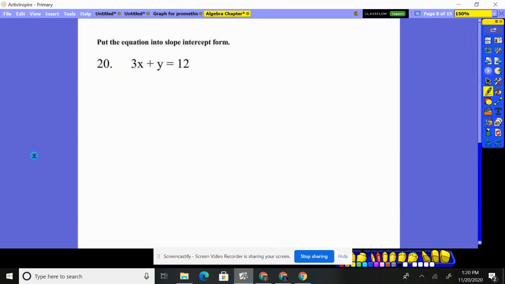Number 20, put the equation in slope-intercept form. Remember, that means we want to get it to y equals something x plus something. Now, the way we say that is mx plus b, b being the y-intercept, m being the slope. So basically, you got to get y by itself.